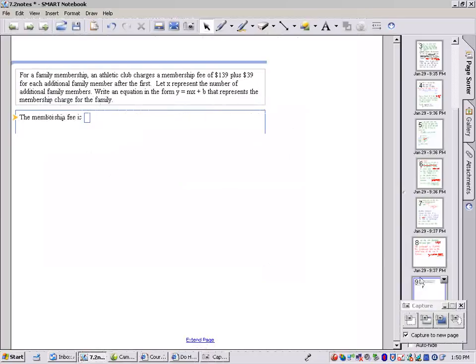So this is number 3 in section 7.2 homework. So of the two types we've talked about, let's see what this one is. It's saying for a family membership, an athletic club charges a membership fee of $139 plus $39 for each additional family member after the first. Let x represent the number of additional family members. Write an equation in the form y equals mx plus b that represents the membership charge for the family. So this is where we're given a flat fee and then an indication of how the fee changes.